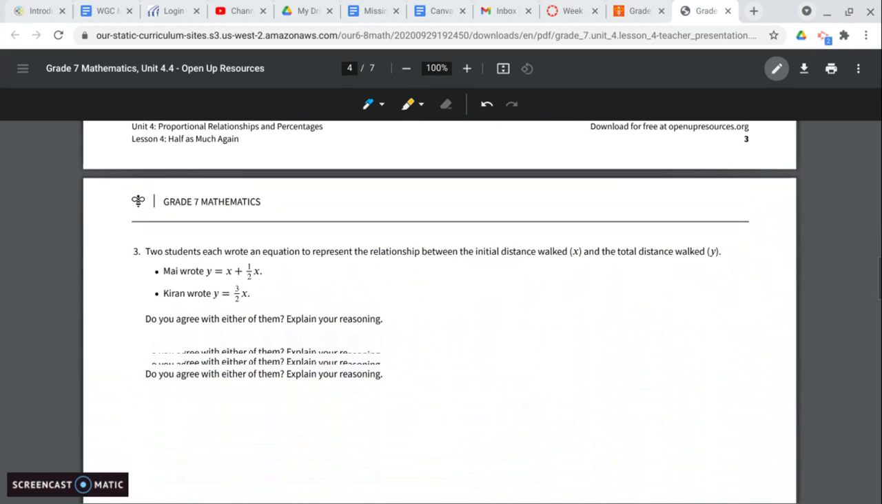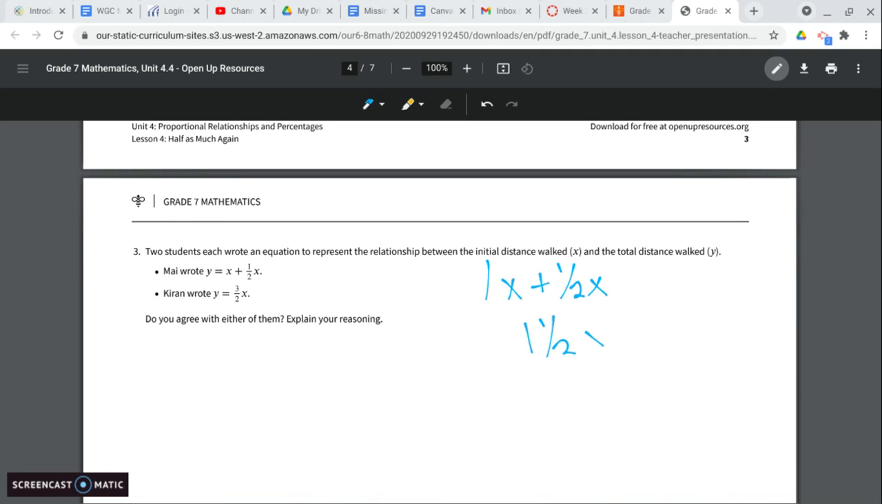But when we have two X values, can we combine them? Yeah, we can. So having just an X is the same thing as saying 1X, so having one of this and then half of the other X. So 1 plus 1/2 is what? Well, it's 1 and 1/2 X. Now, Kieran has his number as an improper fraction. So if we convert this mixed number to an improper fraction, 2 times 1 is 2, plus 1 is 3, so this would be 3/2 X, which means they are the exact same equation.